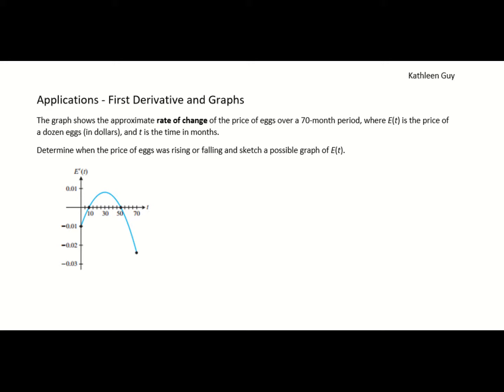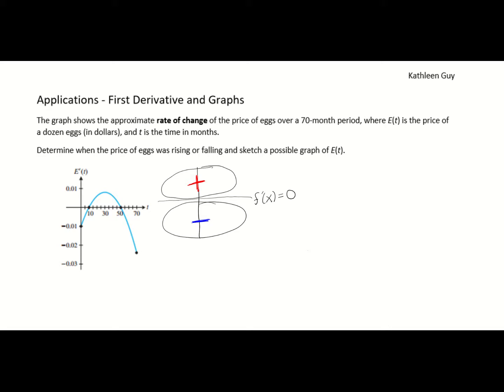So it's important to notice here that this is the rate graph, not E of t. To do one more time what we talked about in the last video about first derivative and graphs, here everything up here is positive and everything down here is negative. And then this is where f prime of x is equal to 0.